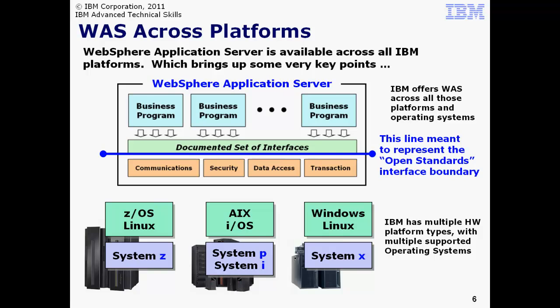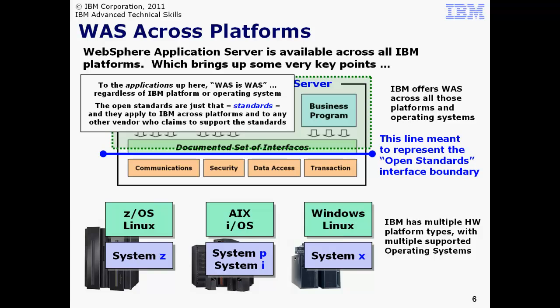Then we draw a horizontal line just under the Documented Set of Interfaces box. That represents the dividing line between the open standards that are supported above the line and the vendor implementation of those standards below the line. To the applications that operate above the open standard specification line, WAS is WAS. That means to the application there is no difference in WAS across platforms. That, by the way, is why application portability from WAS on Windows up to WAS on z/OS is possible. The application stays the same and the open standard specification support stays the same. The implementation below the line differs.